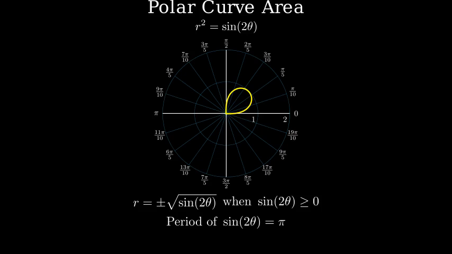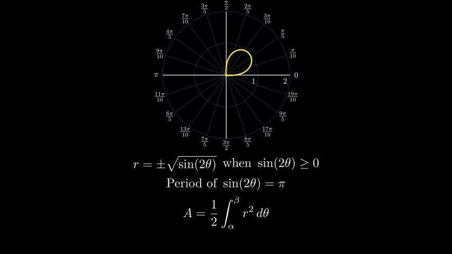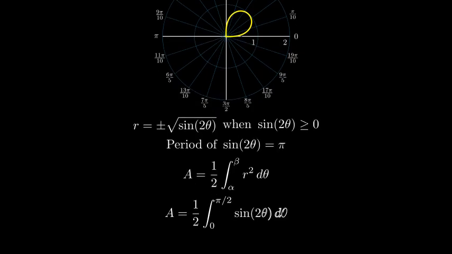To find the area enclosed by one loop, we'll use the formula for area in polar coordinates. The area equals 1/2 times the integral from alpha to beta of r squared with respect to theta. For our curve, we'll integrate from 0 to pi over 2 and substitute r squared equals sine of 2 theta. This gives us 1/2 times the integral from 0 to pi over 2 of sine of 2 theta with respect to theta. Let's solve this integral.